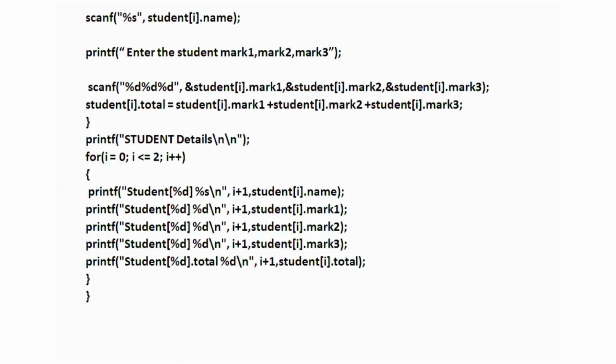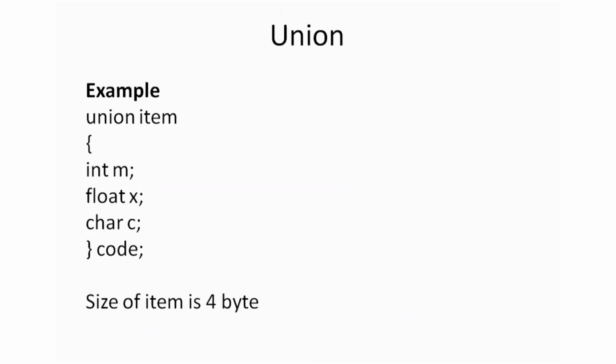But in the case of union, the memory allocation is not the sum of the variables used. In this example, I have used union item, which contains 3 variables: int m, float x, and character c. Int occupies 2 bytes, float occupies 4 bytes, and character occupies 1 byte. So the size of item here is 4 bytes, because the variable with the maximum size determines the size of the union. And within this 4 bytes, all the other variables are accommodated.